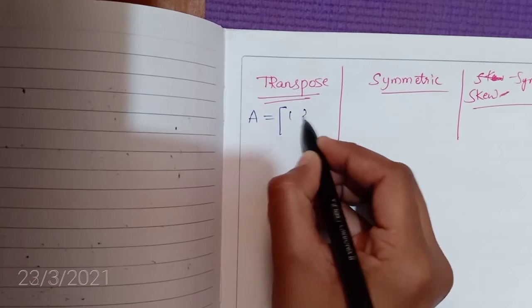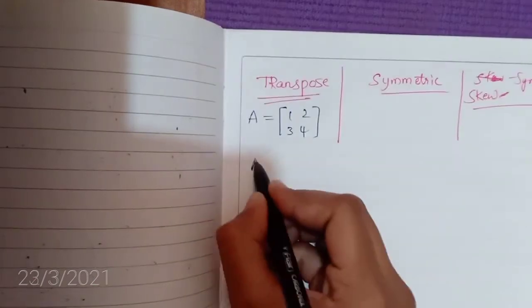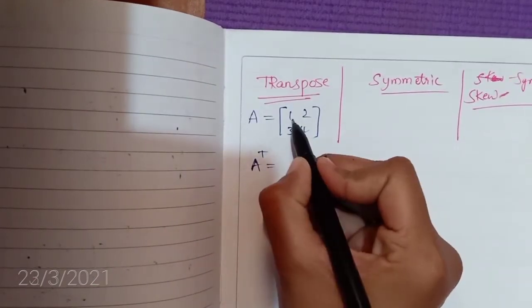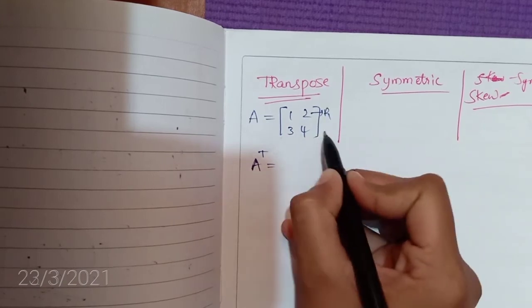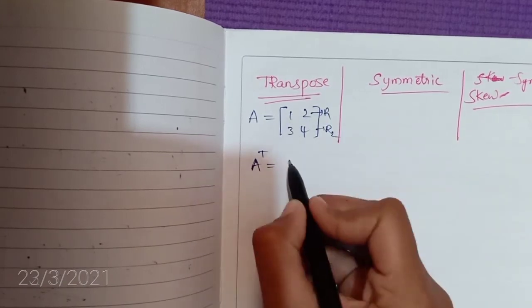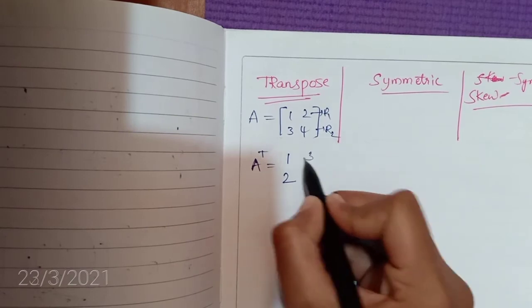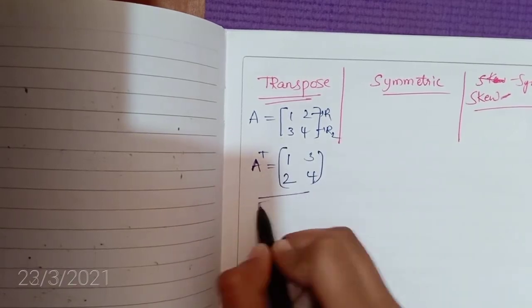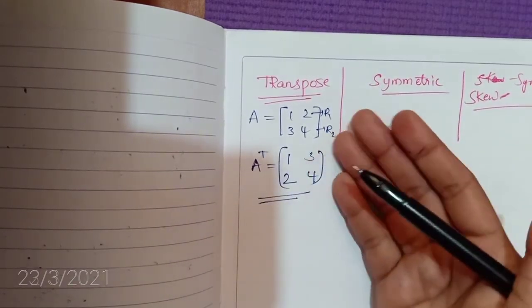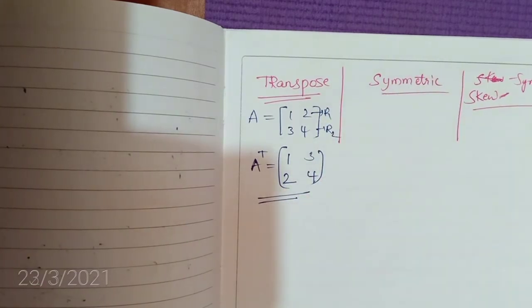If I have a matrix A, 1 2 3 4, then the transpose of this matrix is nothing but writing the rows as columns. So 1 2 you write as a column 1 2, and 3 4 you write as a column. This is known as A transpose. So transpose is nothing but interchanging of the rows and columns.